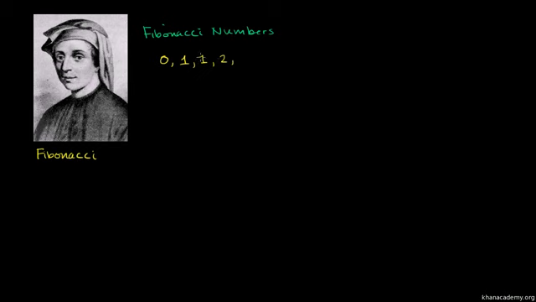Then the next number after that, 1 plus 2 is 3. 2 plus 3 is 5. 3 plus 5 is 8. 5 plus 8 is 13. 8 plus 13 is 21. 13 plus 21 is 34. And the Fibonacci numbers, especially once you start getting into number theory, have tons of fascinating things about them.